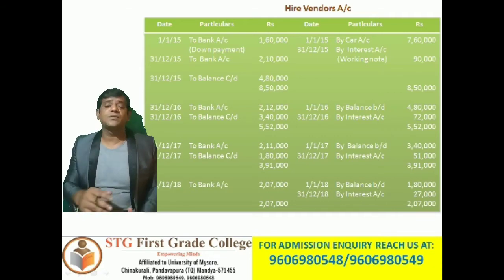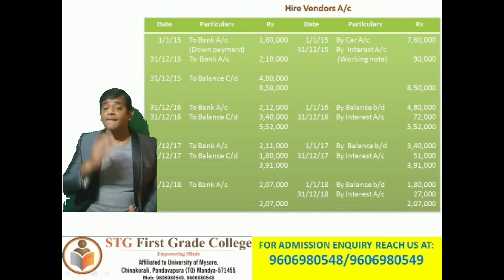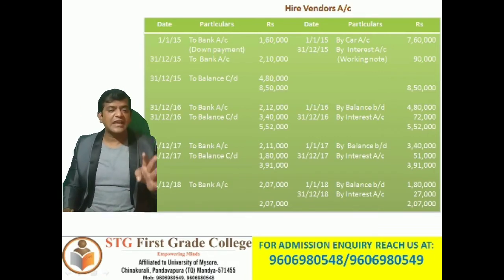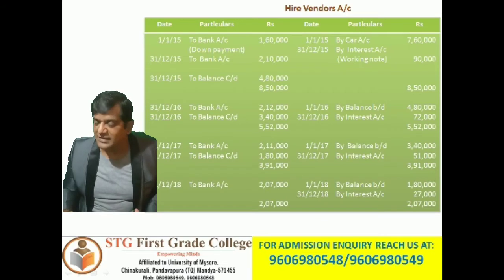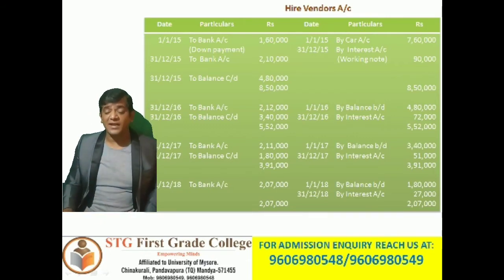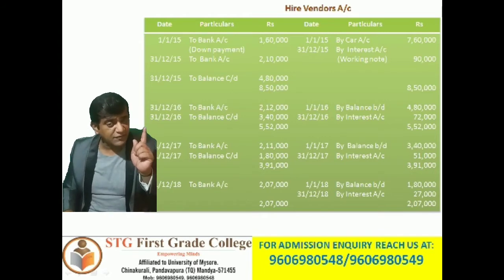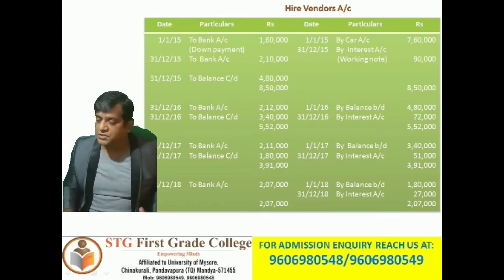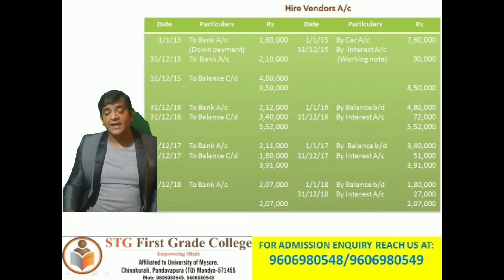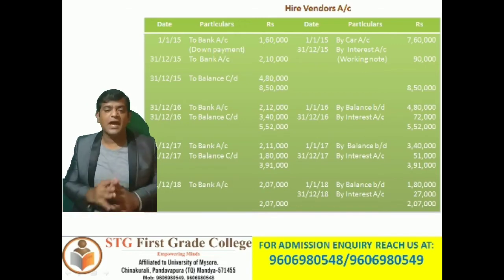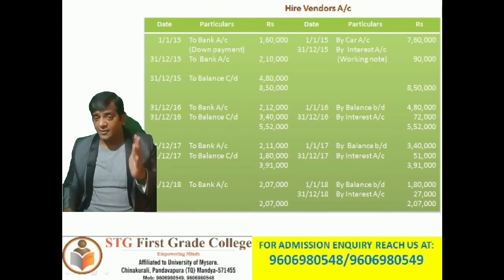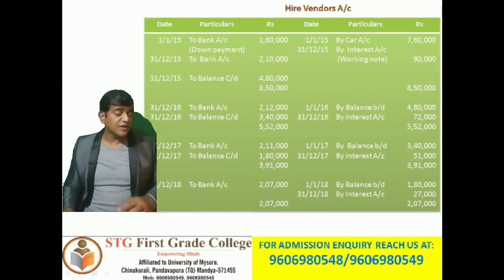3,91,000 both sides. So next, on the opening date of 1/1/2018, by balance brought down, that is 1,80,000 again. So 31st 12 2018, fourth year interest amount is by interest account 27,000, which we have identified in the table. So 1,80,000 plus 27,000, which we have calculated in the table. If you look at the table, you will get to know. So total it, you are going to get 2,07,000. So 31st 12 2018 to bank account 2,07,000. 2,07,000 both sides. Since there is no balance carried down amount left out, I need not transfer it further, because since it is hire purchase, the installment money should get over within 4 years. So it is done. Clear.